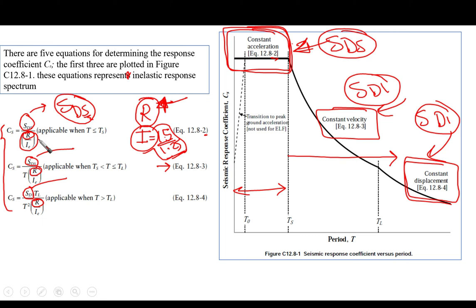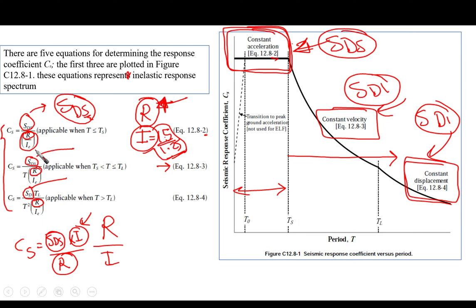Or you can understand it in a better way, like saying that CS equals SDS, okay, this is the acceleration, times I over R. I will increase by I, and I will decrease by R. That's the meaning here. Okay, so this is the rationale of the equation itself.